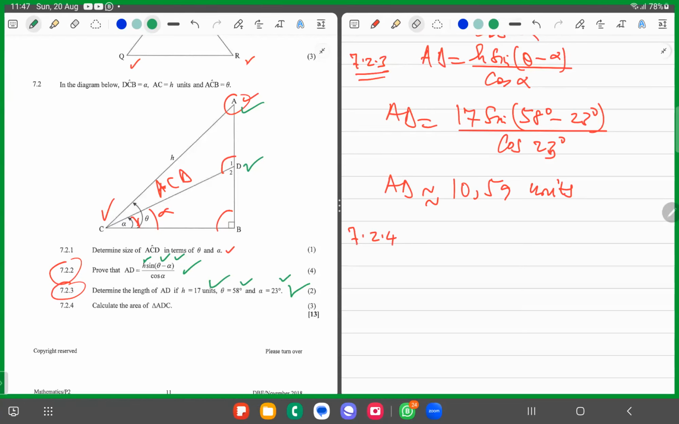Calculate the area of triangle ADC. What is the area of this triangle here? Okay, so we can find the area. Look at this now. Triangle ADC, we need to find the area. So you're gonna have this.